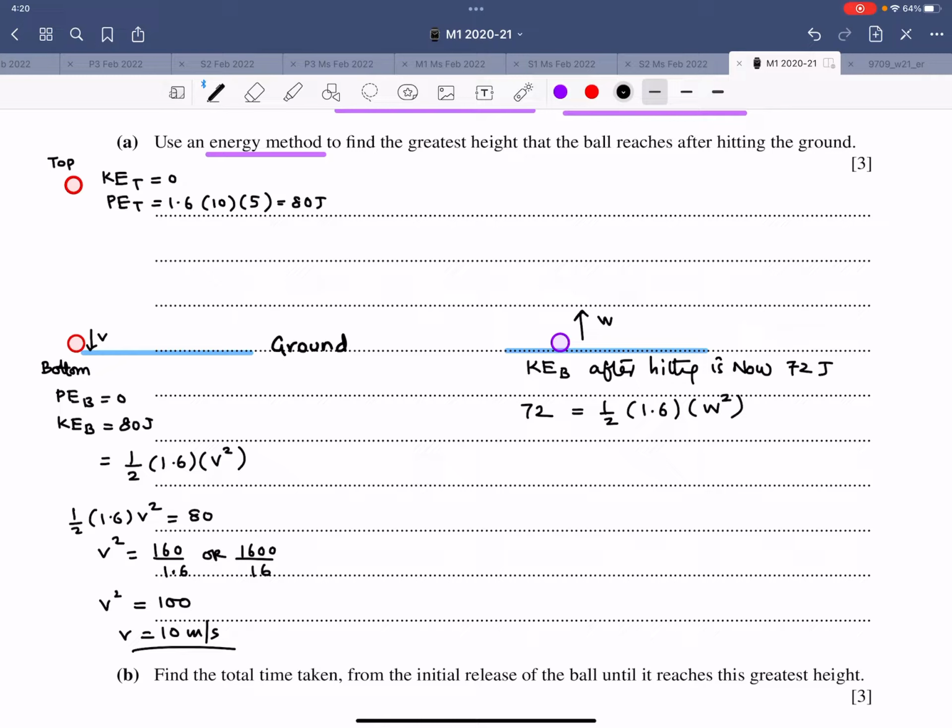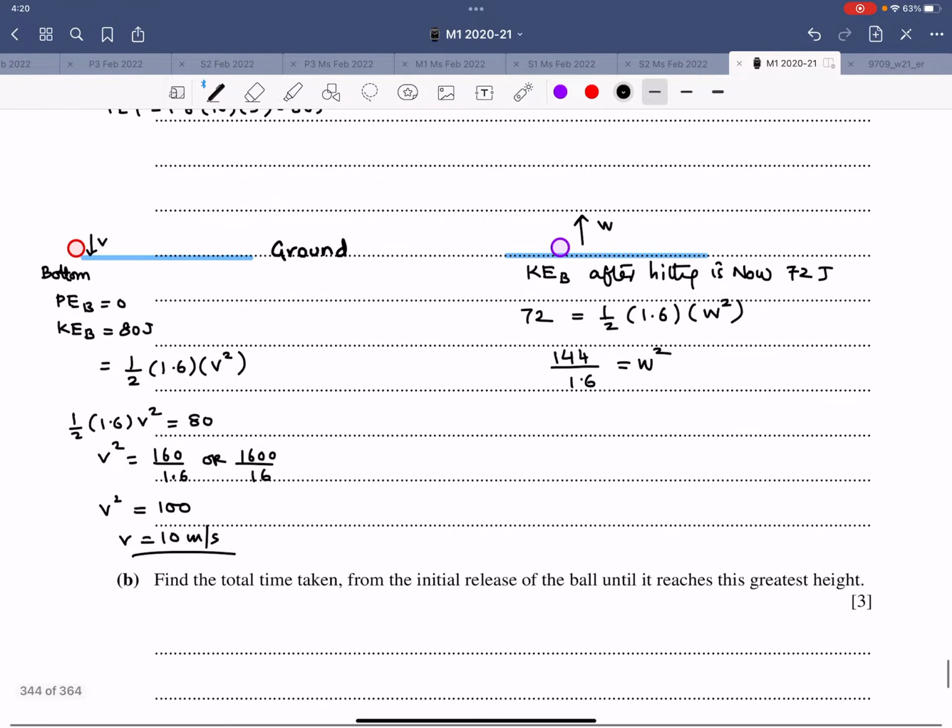So 2 into 72 is 144, divided by 1.6 is w square. Let me grab my calculator. So this is 144 divided by 1.6. This comes out to be 90. So w square is 90. Therefore w is the square root of 90. Let me leave it as it is for right now.